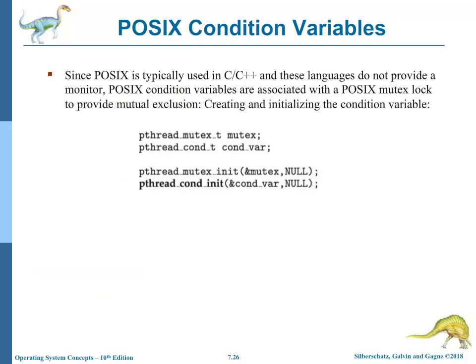Since POSIX is typically used in C and C++, and these languages don't provide a monitor, POSIX condition variables are associated with a POSIX mutex lock to provide mutual exclusion. The following code creates and initializes a condition variable as well as its associated mutex lock.